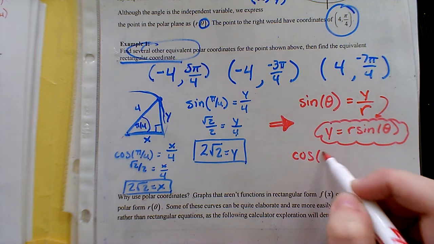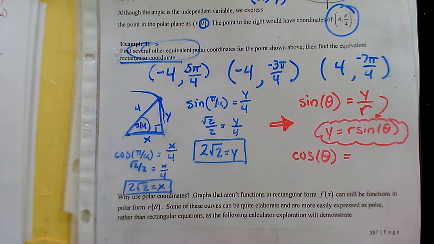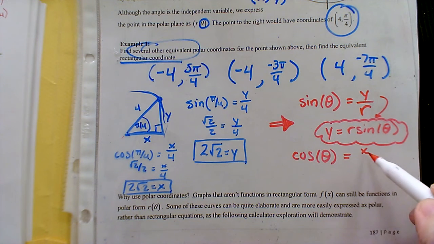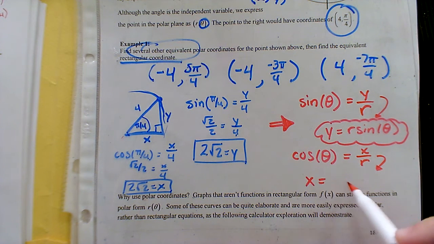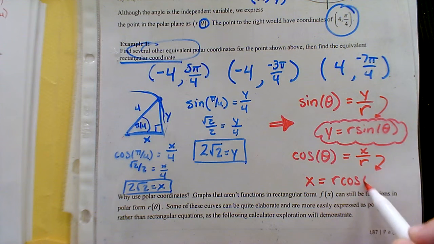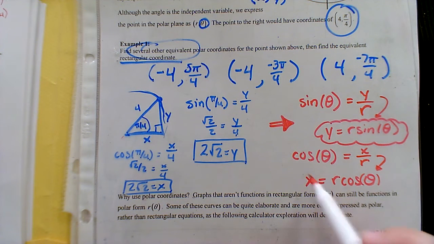Similarly, for cosine, we could say the cosine of our angle was the x-coordinate over the radius, and then solving for x, we get x equals r cosine of the angle.